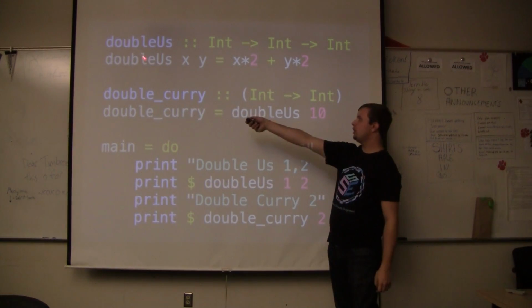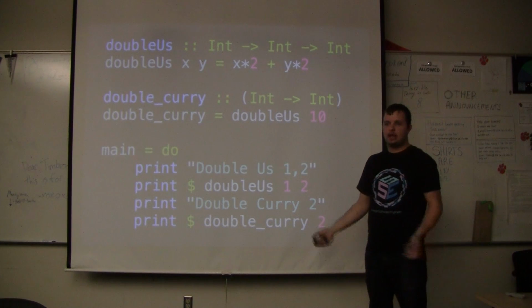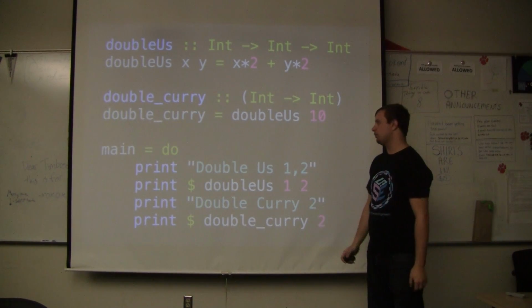So I have a function called doubleUs, which takes in two parameters, x and y. And let's say for whatever reason, I don't feel like filling in one of the parameters.